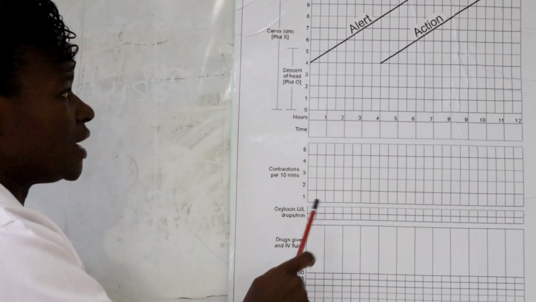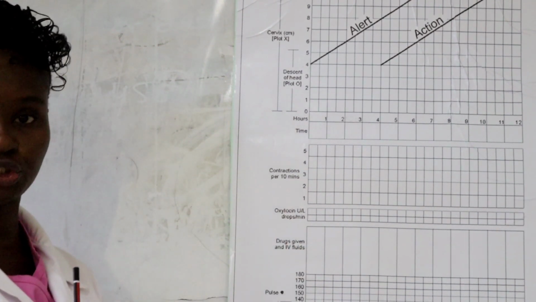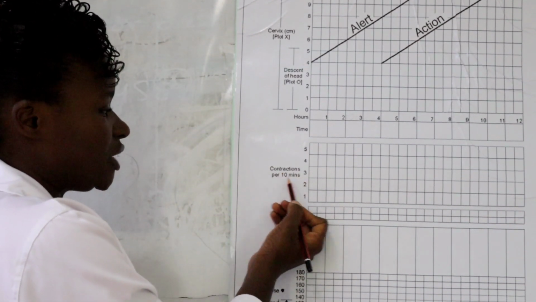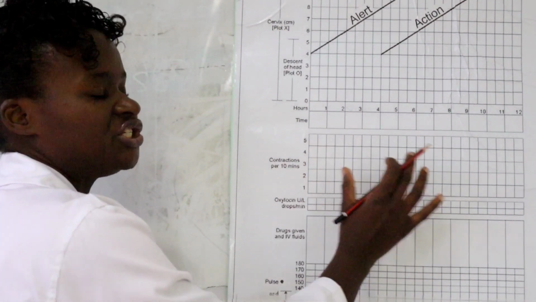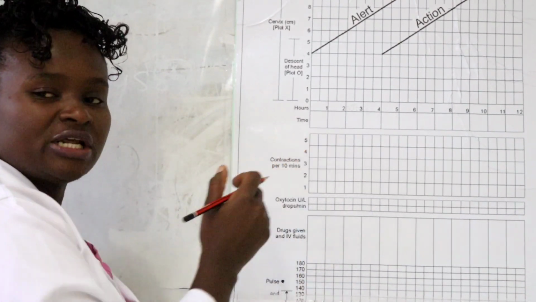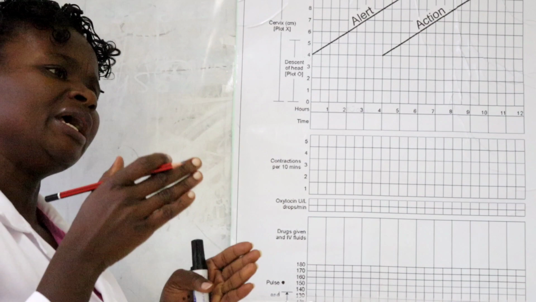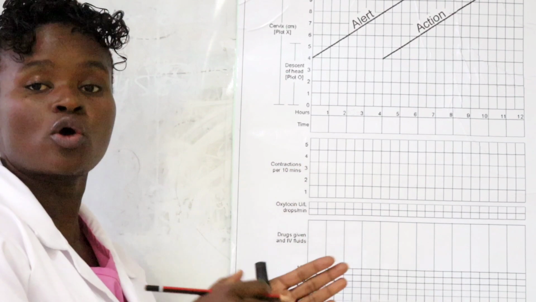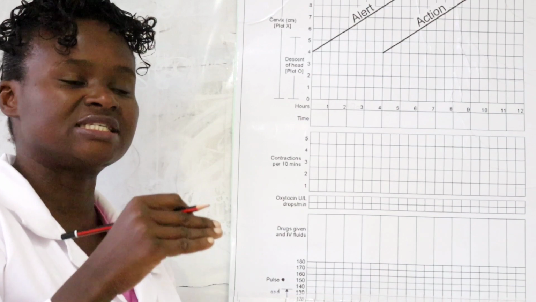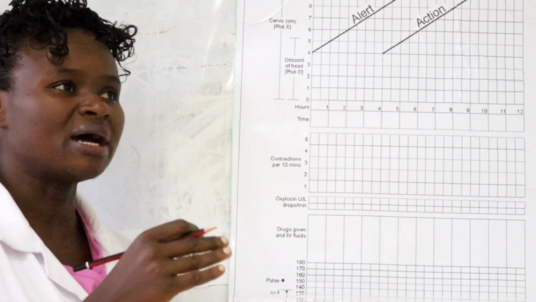Let's continue. Let's move down to this section where we have the contractions. Here it is well written, contractions per 10 minutes. What do we chart here? What we chart in this section is the duration and frequency of the uterine contractions. For duration and frequency, let's start with duration. Every time we are taking the record for the uterine contractions, we are at the bedside where the mother is. It is important for you to note, normally we chart contractions in seconds.